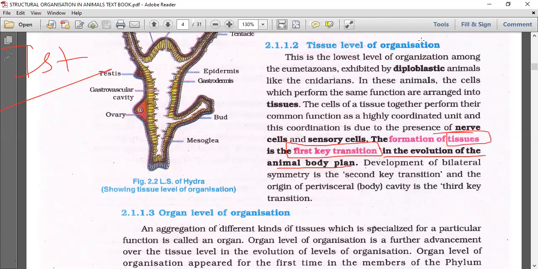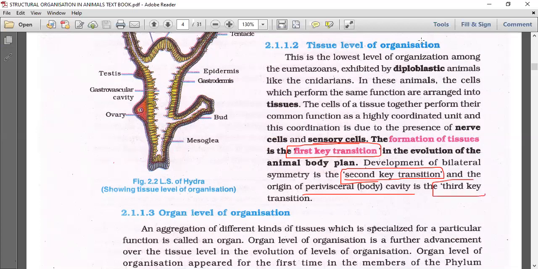That is by the coordination of the nerve cells and sensory cells. The development of bilateral symmetry in grade Bilateria is the second key transition. Who is the first key transition? The formation of tissues. The origin of the perivisceral body cavity, the coelom or true body cavity, is the third key transition.